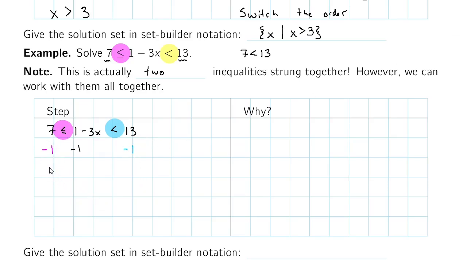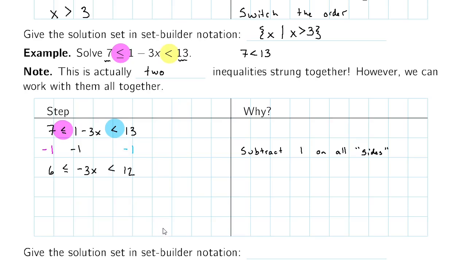So on the left, 7 minus 1 is 6. I'm subtracting, so I can just copy my inequality symbol. I don't need to worry about the direction. In the middle, when I subtract 1, I'm just left with the negative 3x. On the right, 13 minus 1 is 12. So what we've just done is to subtract 1 from all sides. Right? So that means we're subtracting 1 on both sides in each inequality.